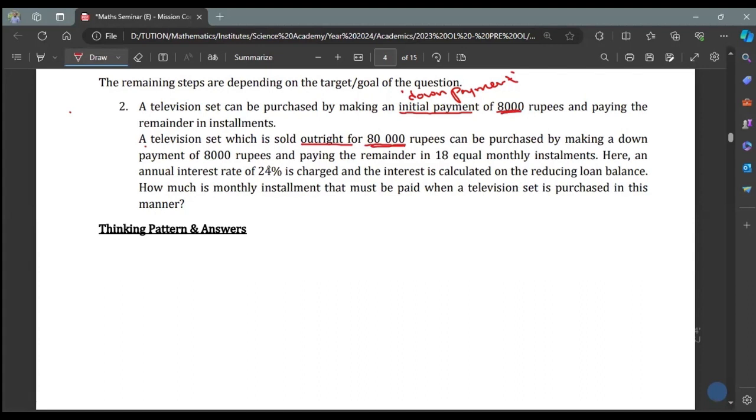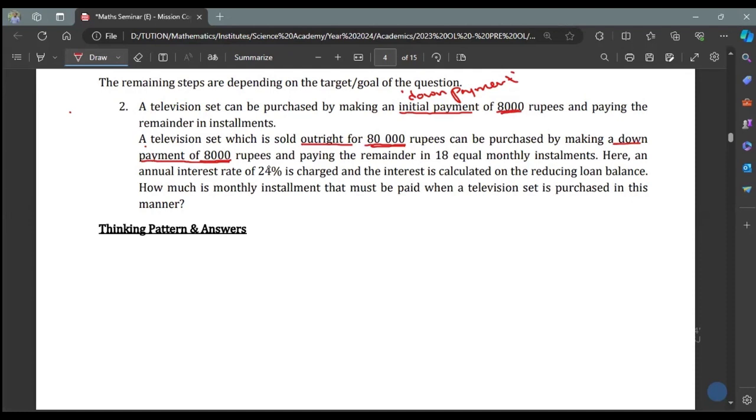This outright price is the real price, or the marked price, of the item. So 80,000 is the worth of the item. From that 80,000, they can make a down payment of 8,000 rupees.